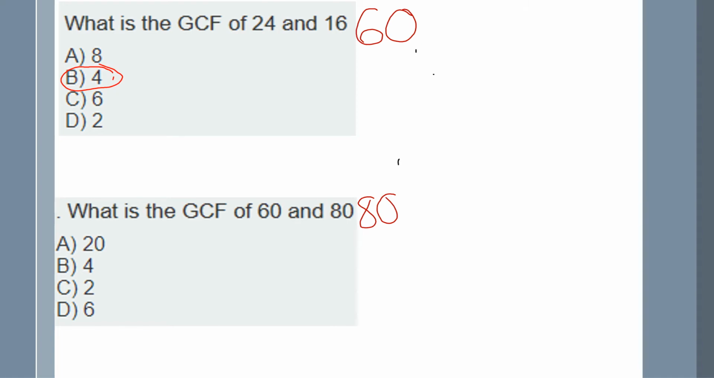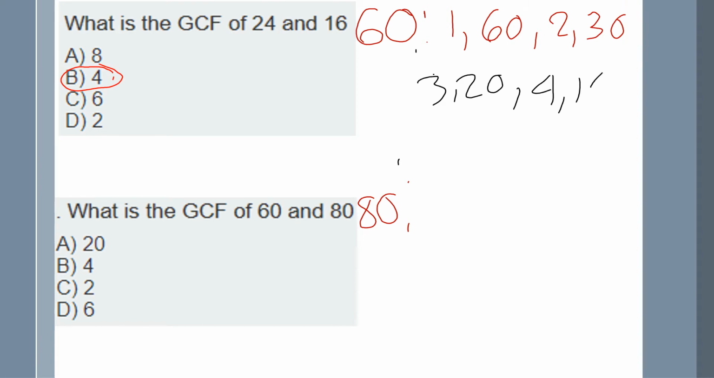All right. So let's list our factors. 1 and 60. 2 and 30. 3 and 20. 4 and 15. Let's do 80.